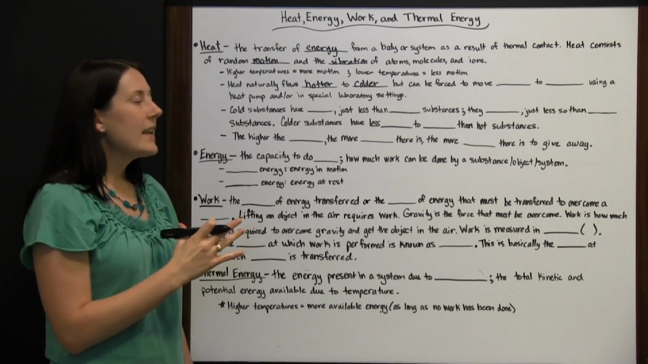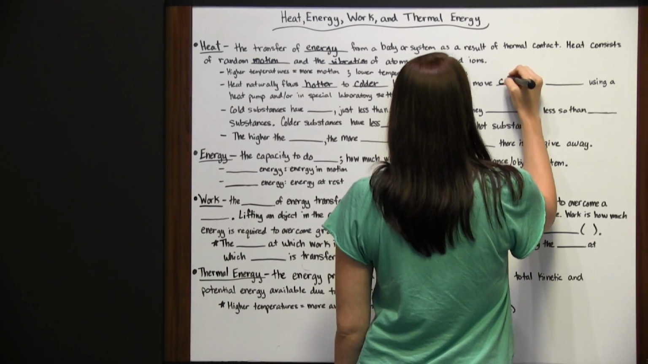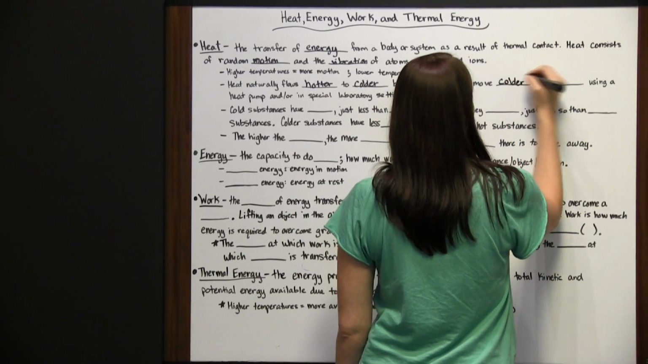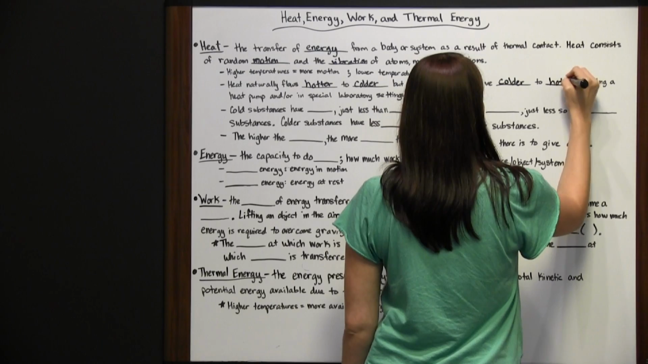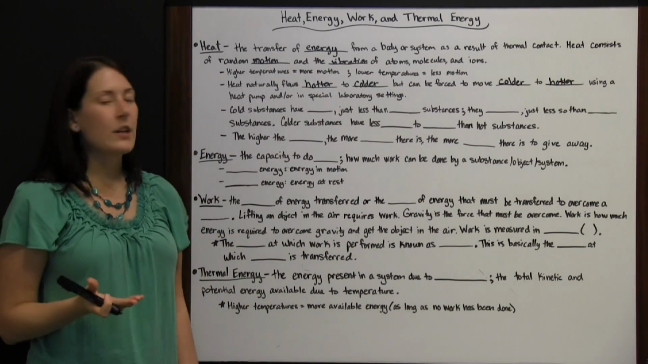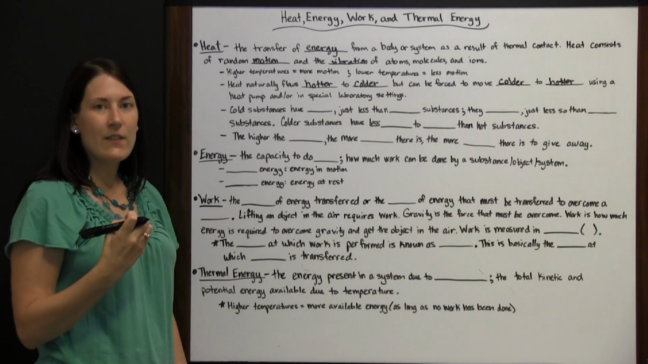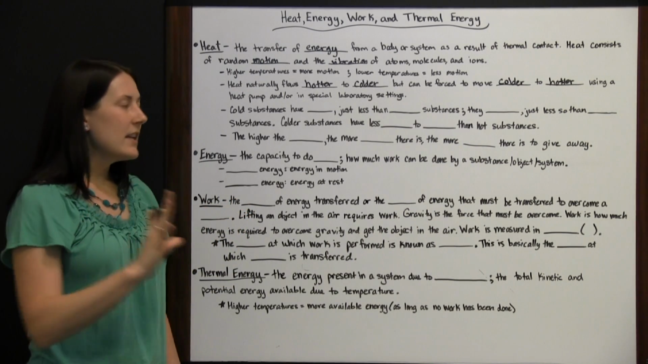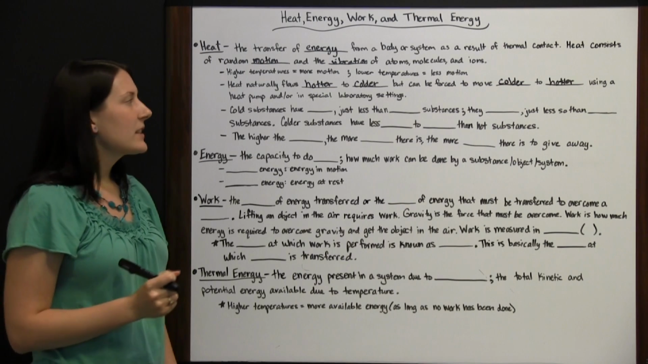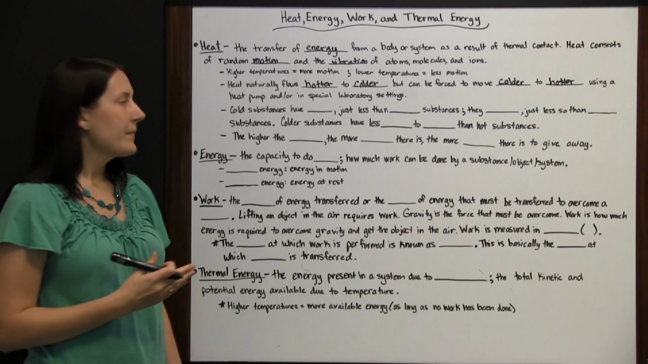But heat can be forced to move from colder substances to hotter substances using a heat pump or in special laboratory settings. So it is possible to force the heat out of a colder object into a hotter object, but naturally, hotter is going to flow to colder.